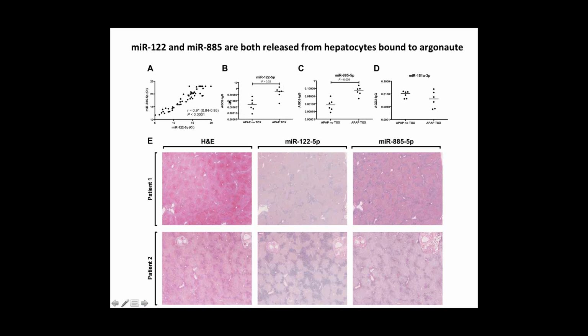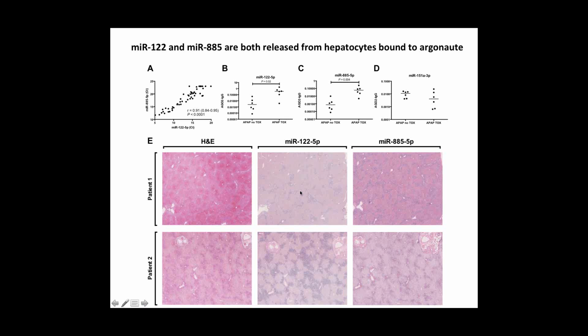So here we're pulling out the Argonaute protein with an antibody and measuring miR-122, and we see that it goes up. We're measuring miR-885, and we see that it goes up. Interestingly, our next hit, miR-151, doesn't go up. It may be that that microRNA is in exosomes.